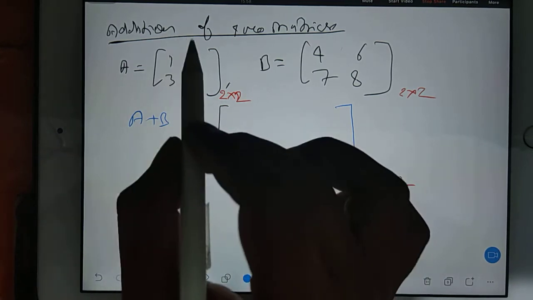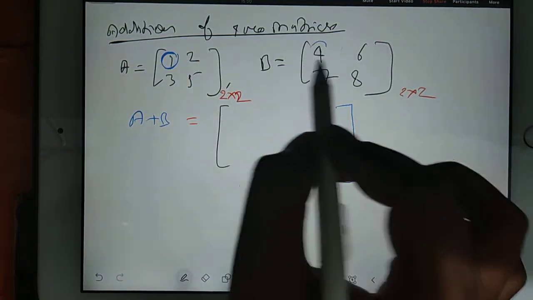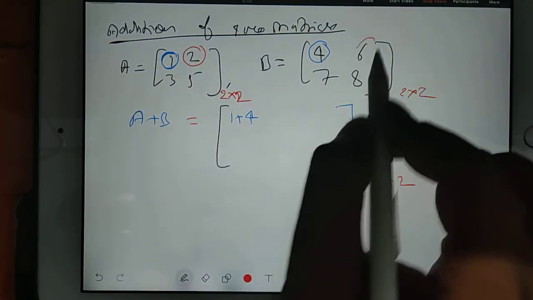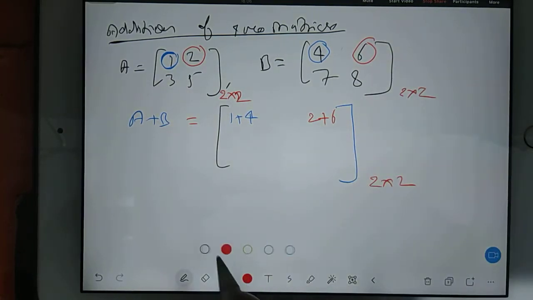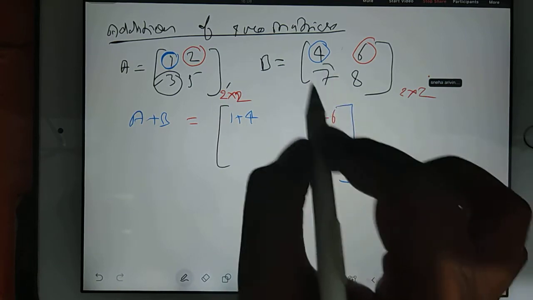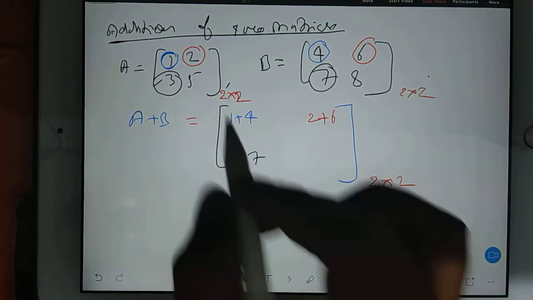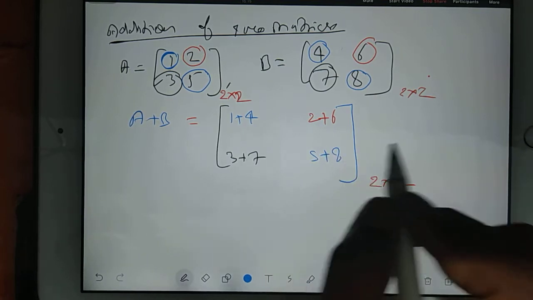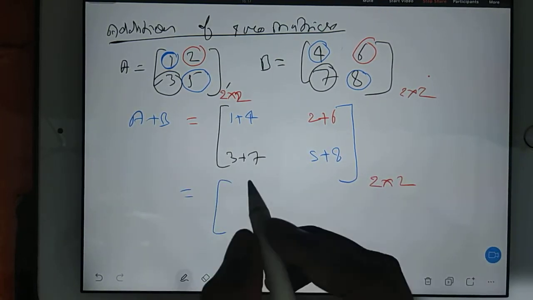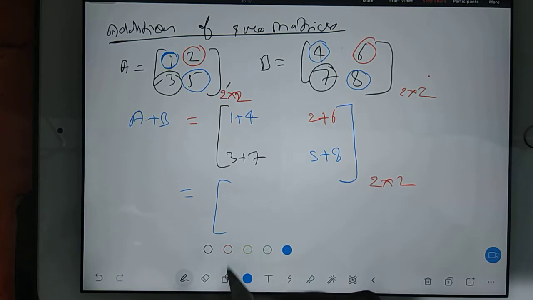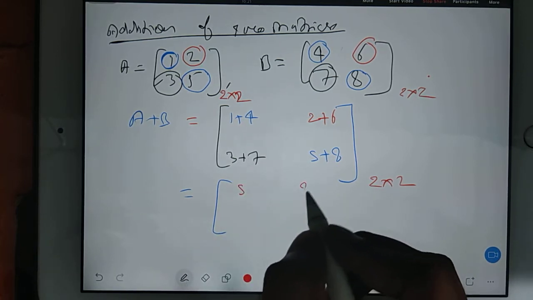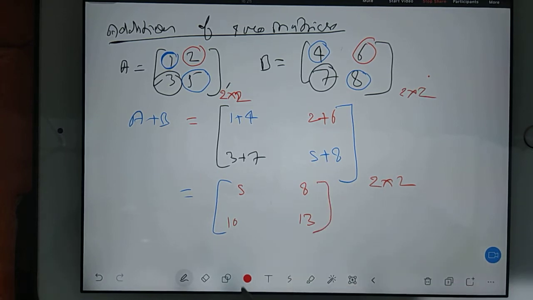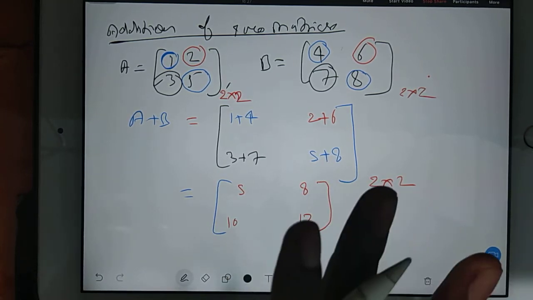And elements of respective positions you will add, like this and this, 1 plus 4. And this 2 and this 6, 2 plus 6. This 3 and this 7, 3 plus 7. Then this 5 and this 8, 5 plus 8. So you'll be getting the final answer as 5 here, 8 here, 10 here, 13 here. So this is how we have to add elements of matrices.